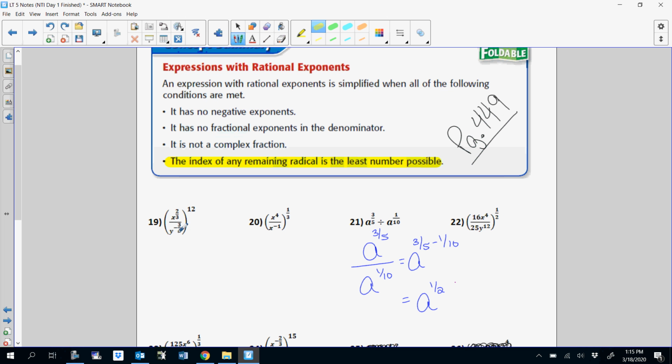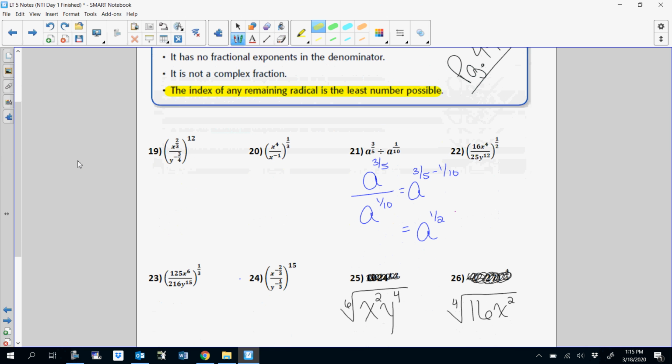You can't have a negative exponent, got one of those. Can't have fractional exponents in the denominator, got one of those. So there's a lot of reasons we've got to do something to, quote unquote, simplify number 19. So my first step would be to deal with the negative exponent. And by dealing with the negative exponent, that means it moved from the bottom of the fraction to the top and joined the x to the 2/3. So it's multiplied by x to the 2/3, and now it's a positive exponent.